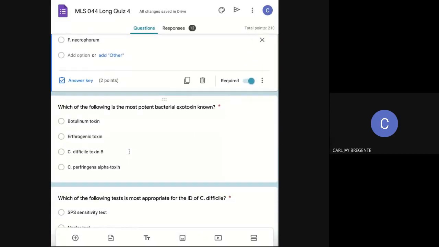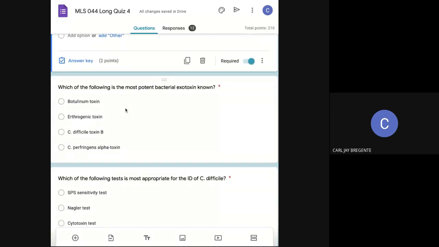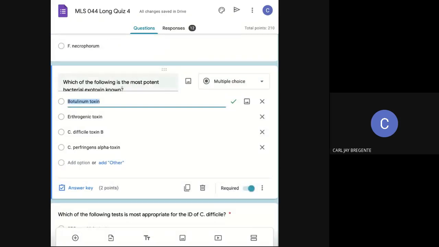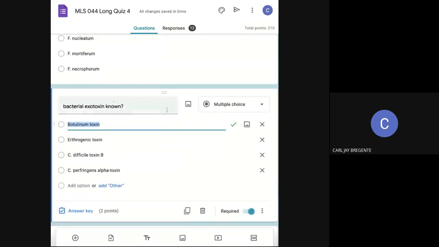Which of the following is the most potent bacterial exotoxin known? The answer is botulinum toxin. These are the most potent. Botulinum toxin is what is used for Botox, in surgeries and cosmetics. So these are the potent exotoxins.